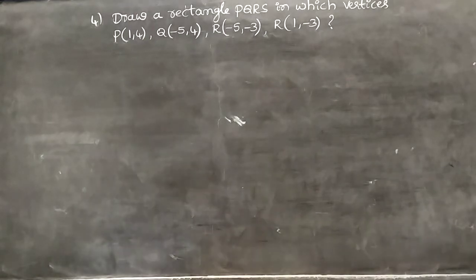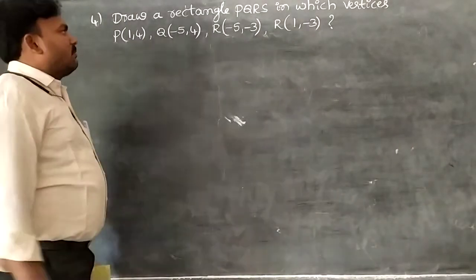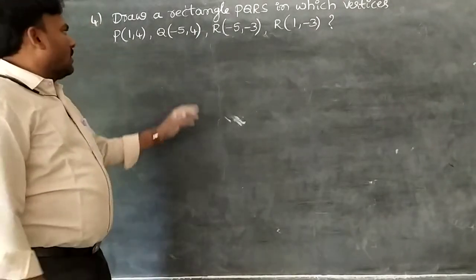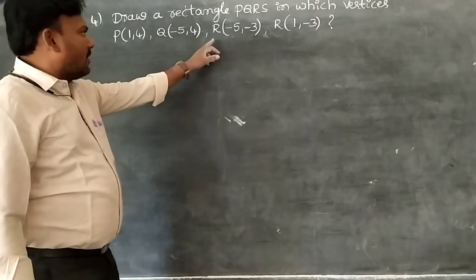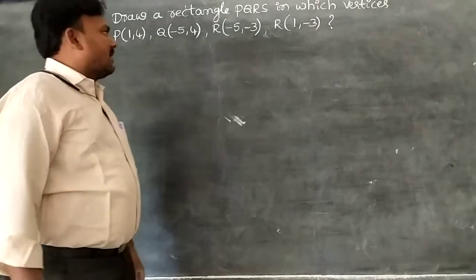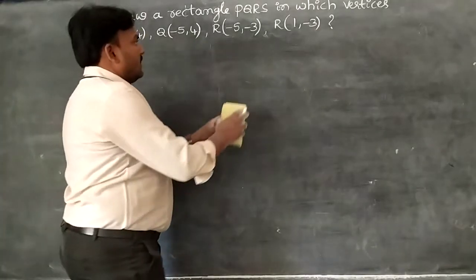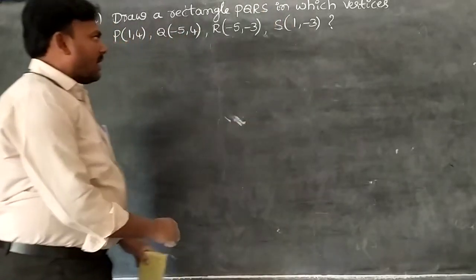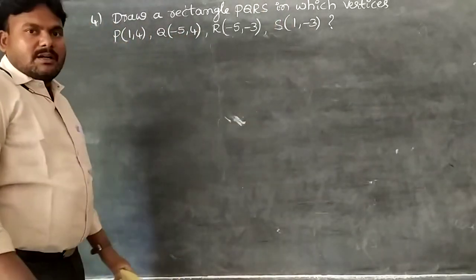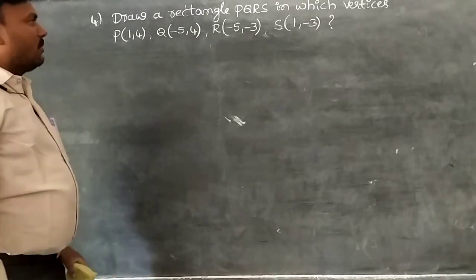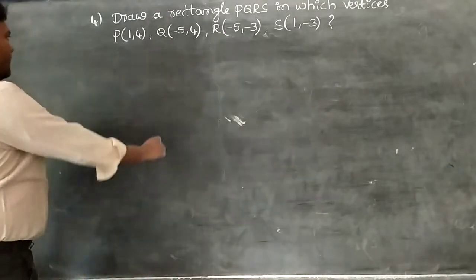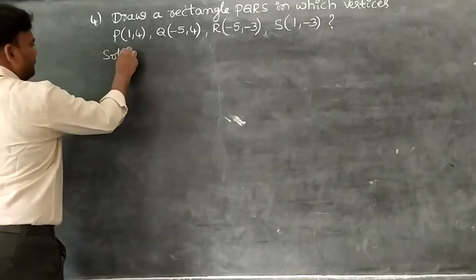Observe, students, here also. Draw a rectangle PQRS in which the vertices are P (1, 4), Q (minus 5, 4), R (minus 5, minus 3), and also S here, students, S (1, minus 3). First, plot the points on a graph sheet and join PQRS. We can check whether we get a rectangle or not. Yes. Solution given.